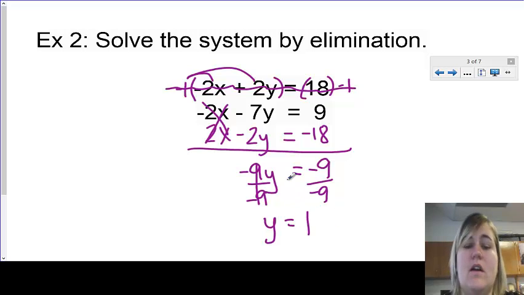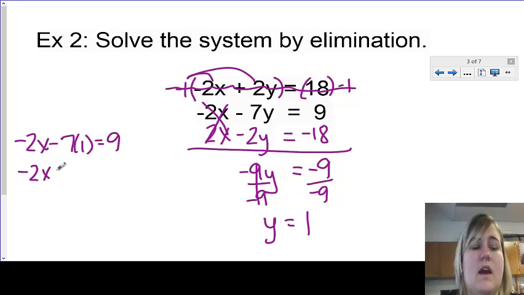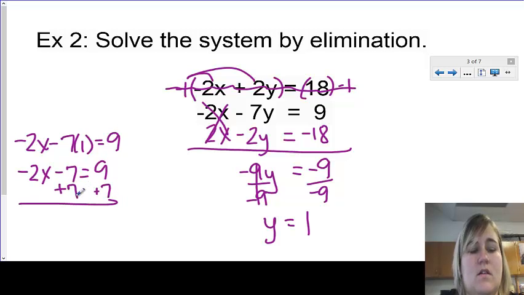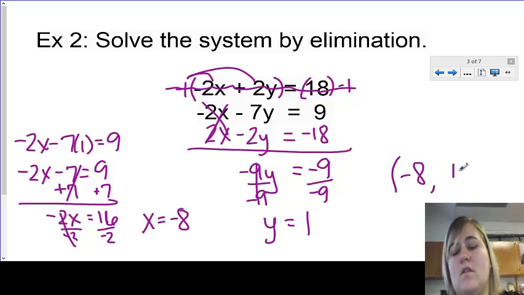Well, since y is equal to 1, I can take that and plug it in up here. So I have negative 2x minus 7. Instead of y, I'm going to put 1 equals 9. So I have negative 2x minus 7 equals 9. I need to add 7 to both sides. So I have negative 2x equals 16. Divide by negative 2 on both sides. And I'm left with x equals negative 8. So my solution is negative 8, 1, because it's always xy.